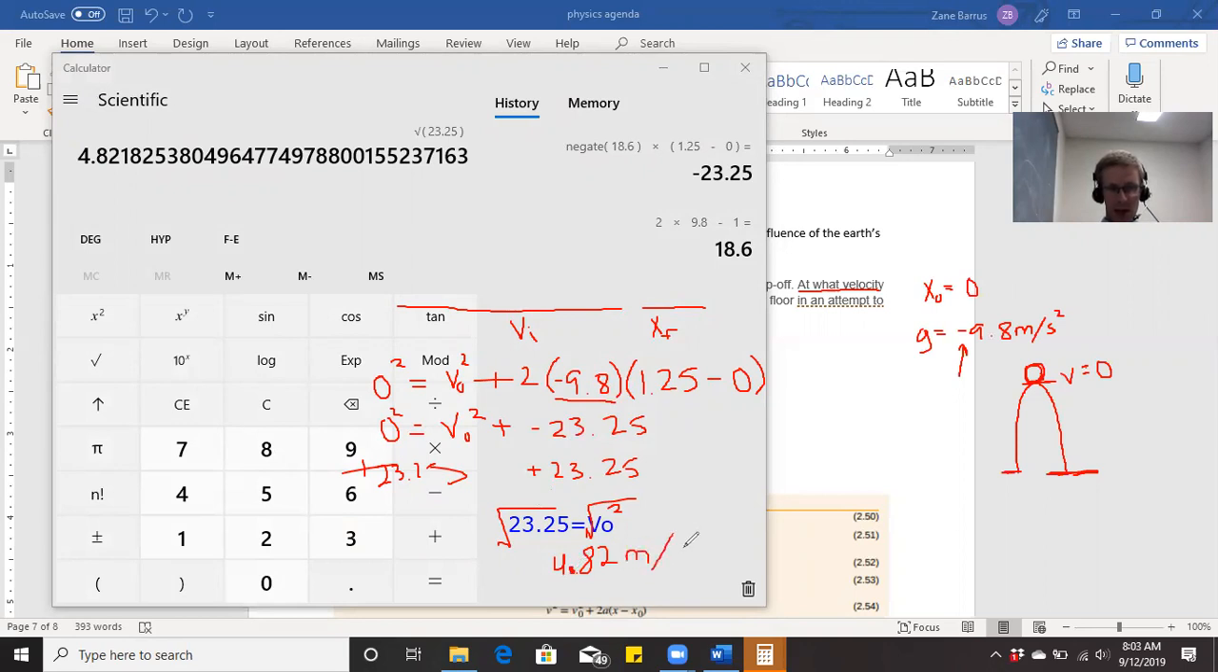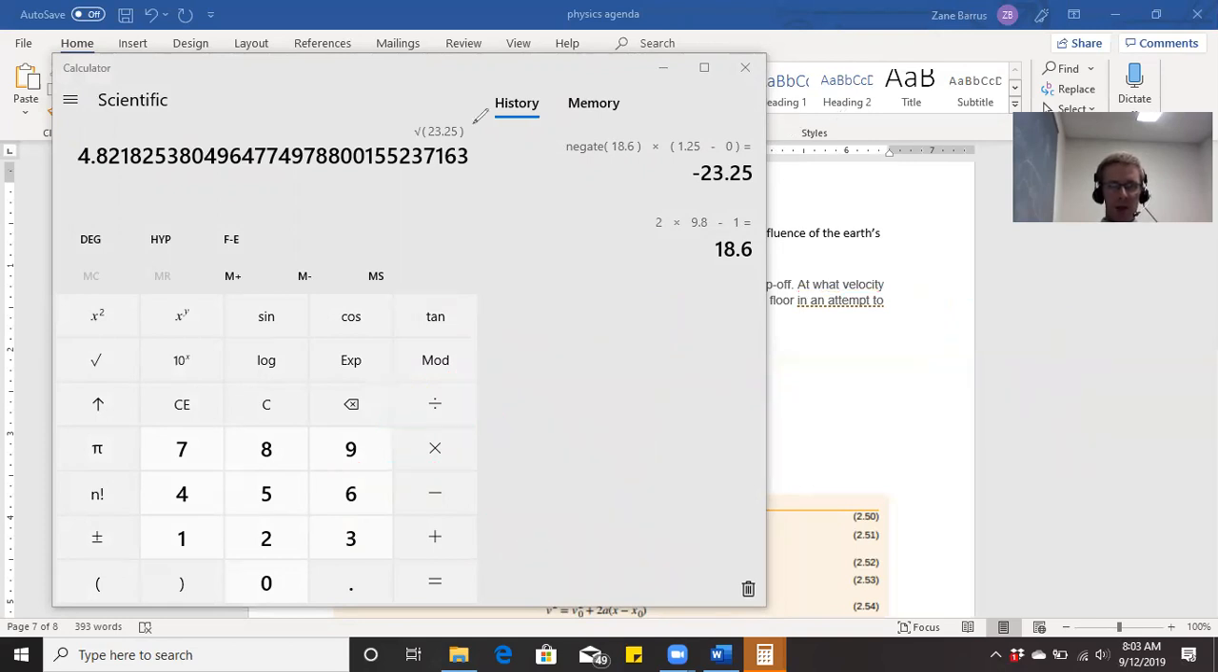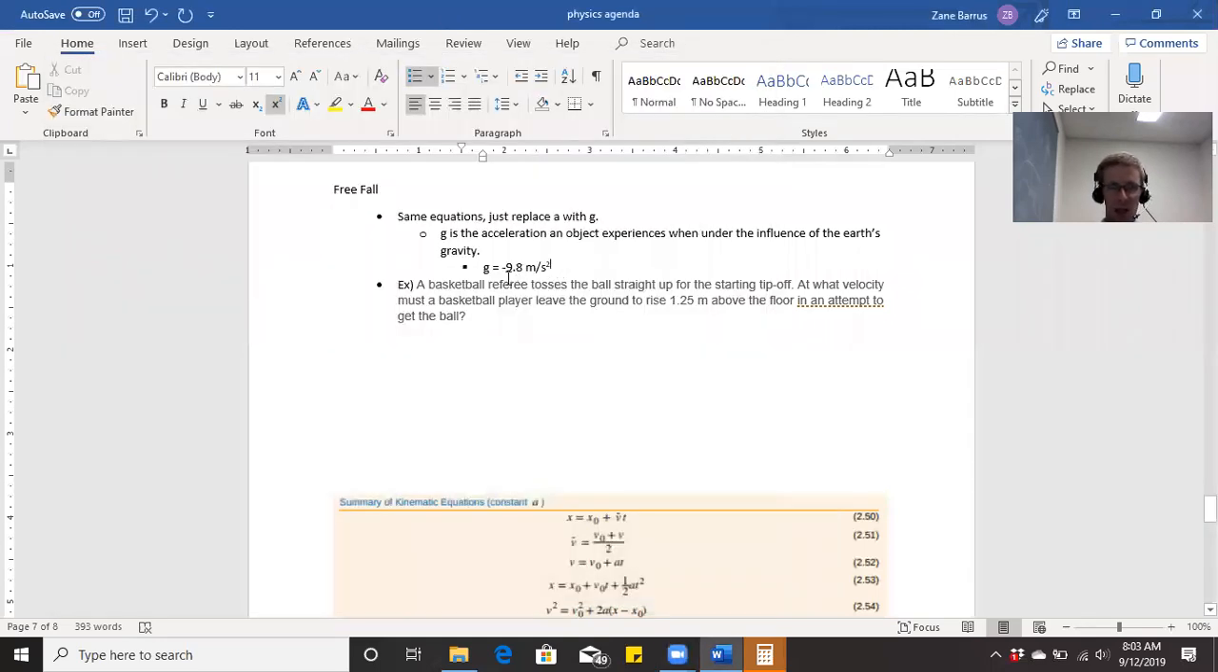So in other words, back in the context of the problem, what this is saying is that in order for this basketball player to reach that ball that's 1.25 meters above the ground, the velocity with which they push up against the ground should be 4.82 meters per second. Okay. All right, so that's how you do some of these free fall problems. Once again, the only difference between what we've been doing and what we did on the previous page is that acceleration, we're going to make g, which is negative 9.8 meters per second squared.